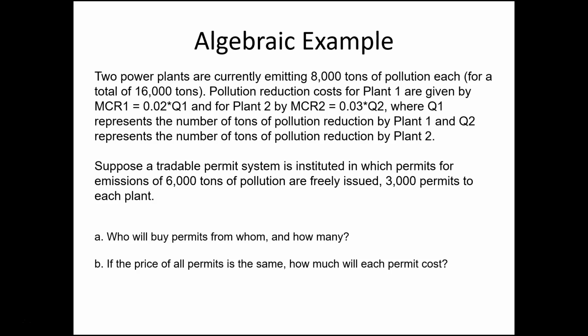Now let's suppose there's a tradable permit system that's instituted, which permits emissions of a total of 6,000 tons of pollution. So we divide those permits equally and give 3,000 permits to each plant. So the questions are: who will buy permits from whom and how many? Where is that optimal allocation? And if the price of all permits is the same, how much will each permit cost?